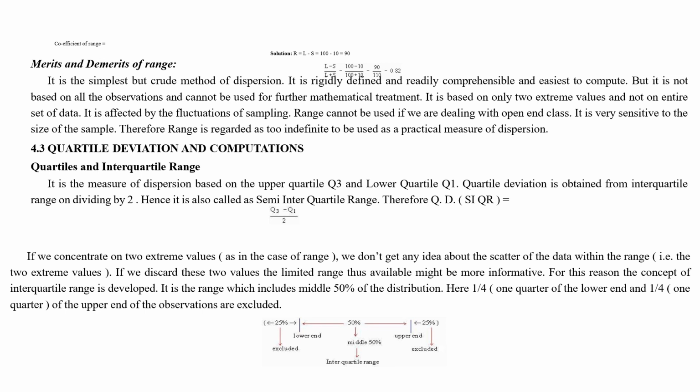Quartile deviation and computations. Quartiles and interquartile range. It is the measure of dispersion based on the upper quartile Q3 and lower quartile Q1. Quartile deviation is obtained from the interquartile range by dividing by 2. Hence, it is also called the semi-interquartile range. Okay, that is Q3 minus Q1 divided by 2. Okay, so what comes in the middle is called the interquartile range.